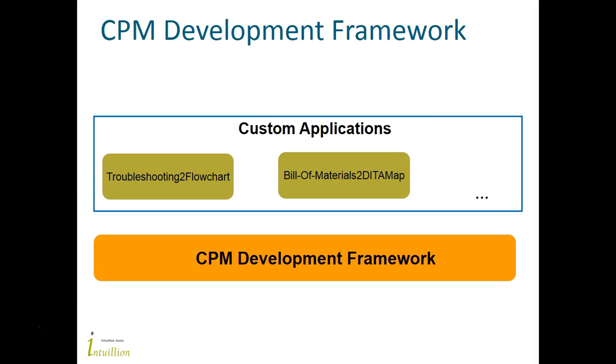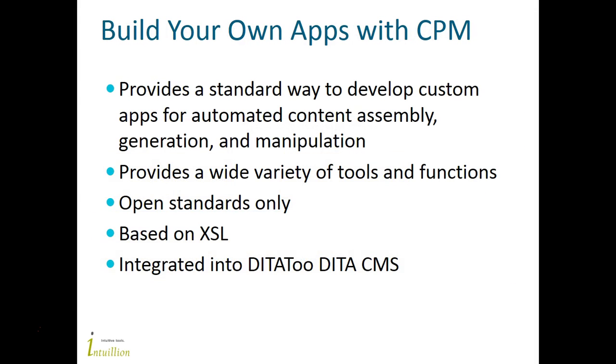A few words about how it works. The mechanism behind this transfer magic is our content automation platform called CPM. CPM is a development framework. It comes with several applications, like the one you've seen already, built in. You can use them as is or customize them for your own needs. But you can also create your own applications that assemble, generate, and manipulate content as you need.